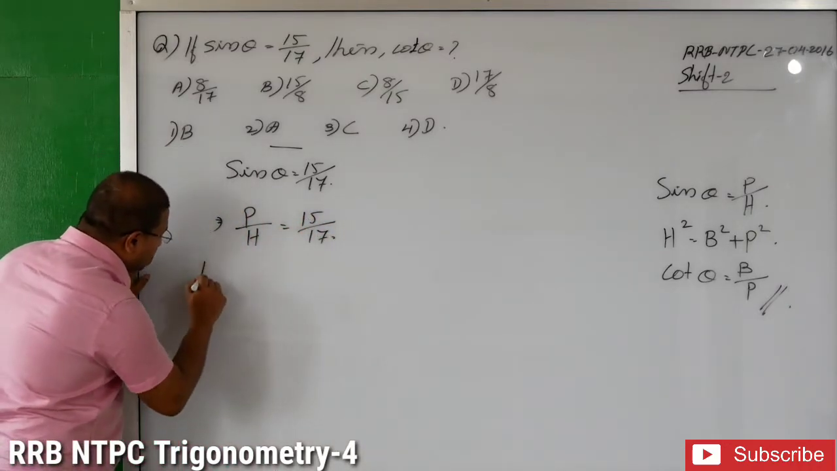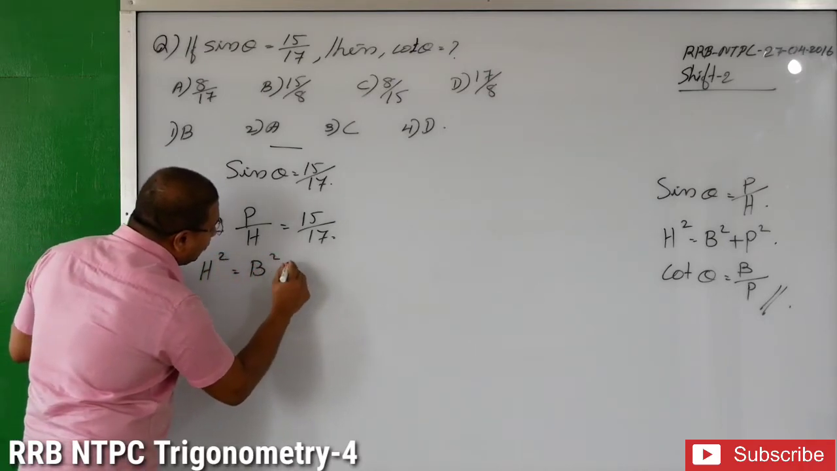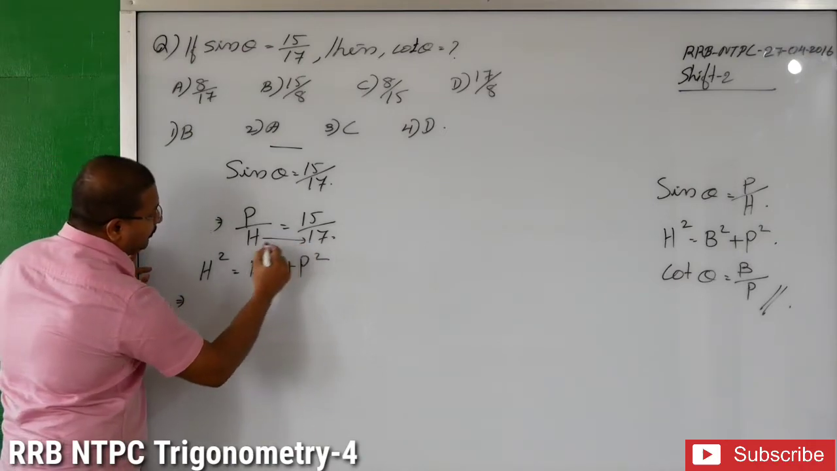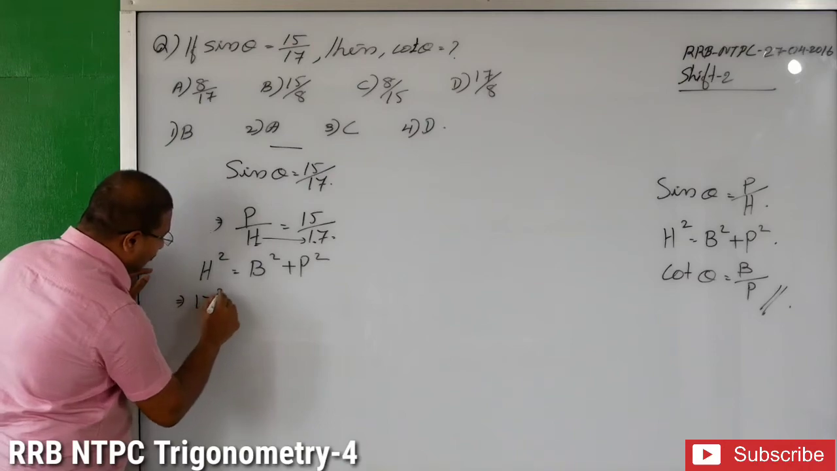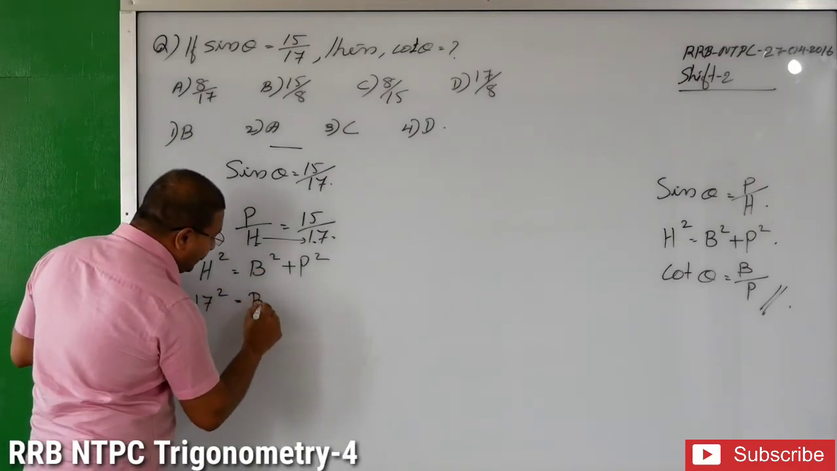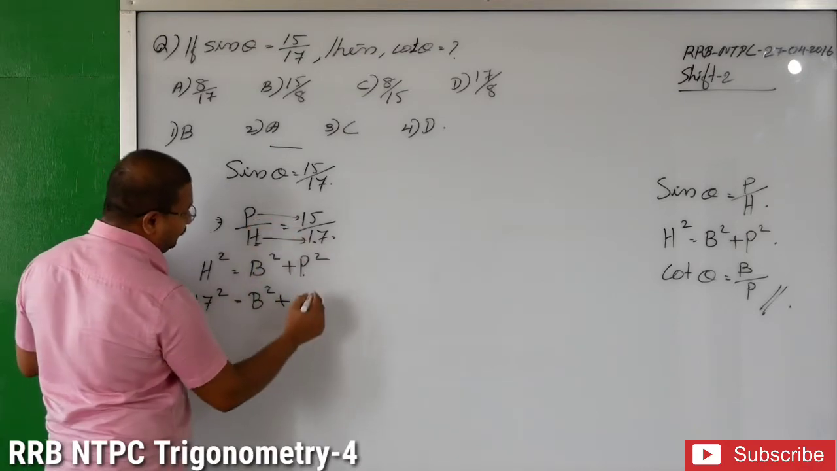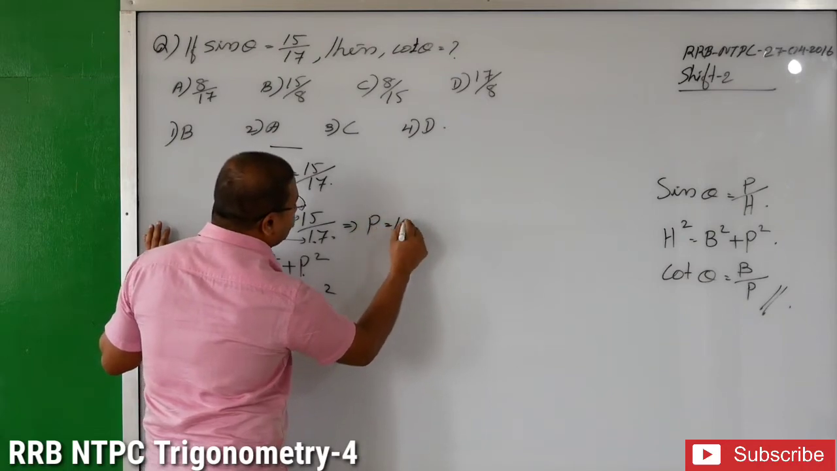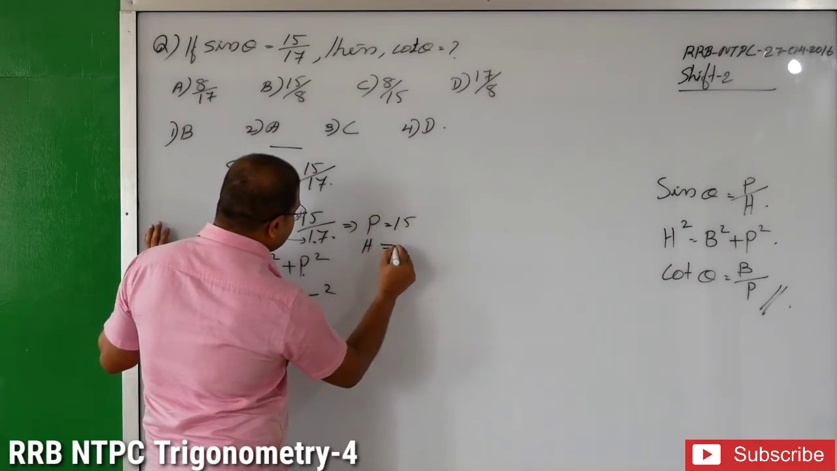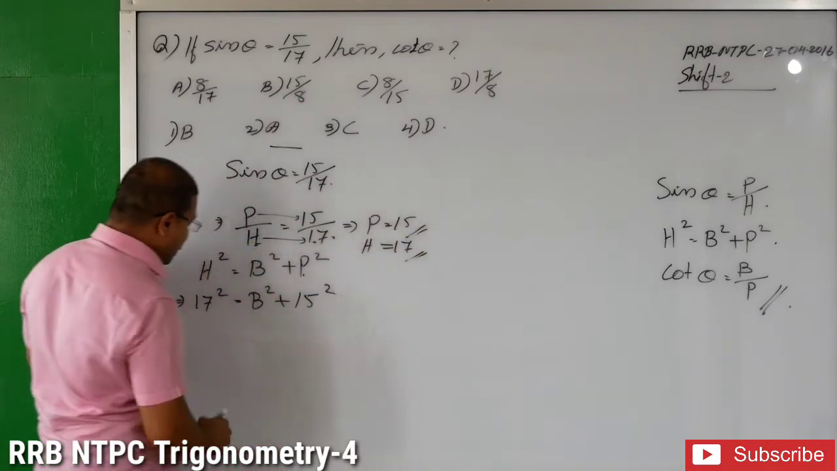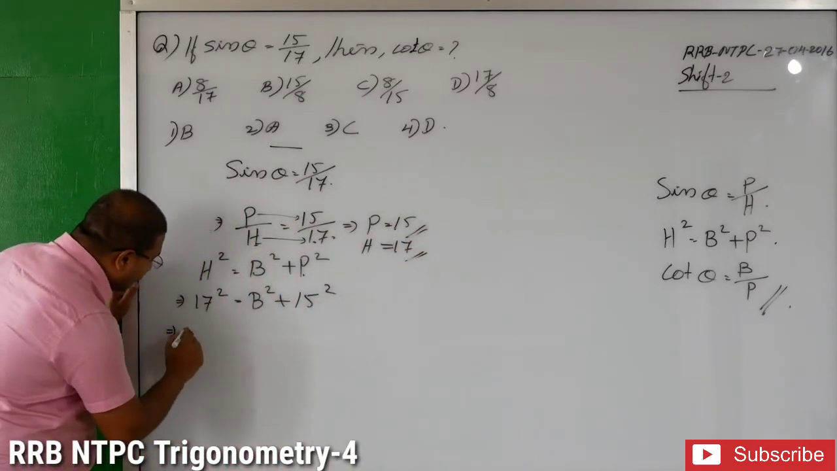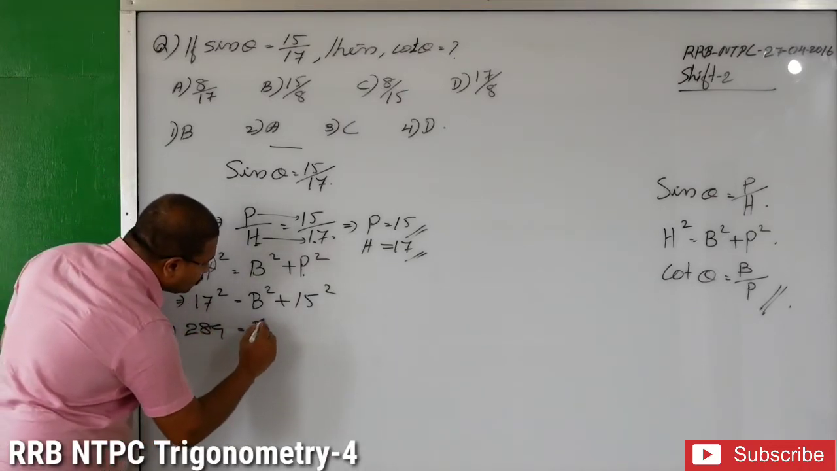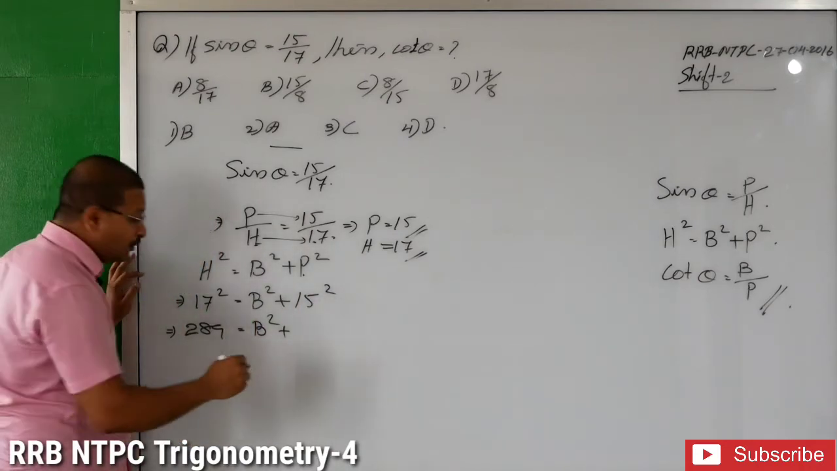Now we will use Pythagoras theorem, that is hypotenuse square equals base square plus perpendicular square. What is hypotenuse? See, hypotenuse is 17. 17 square equals base, we don't know, base square plus perpendicular is 15, 15 square. If you have doubt, you have to write perpendicular is 15 and hypotenuse is 17. After that, 17 into 17, that is 289, equals base square plus 15 into 15, 225.